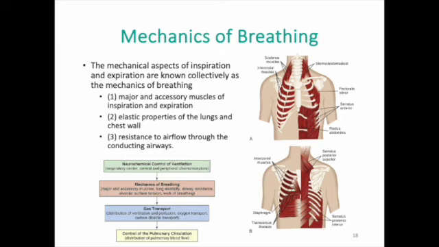But what about expiration? The major muscles of expiration, because normal relaxed expiration is passive. It doesn't require muscular effort. Therefore, there's no major muscles of expiration. The accessory muscles of expiration are the abdominal and the internal intercostal muscles, because they're going to assist expiration when minute ventilation is high, during coughing or when there's something obstructing your airway.